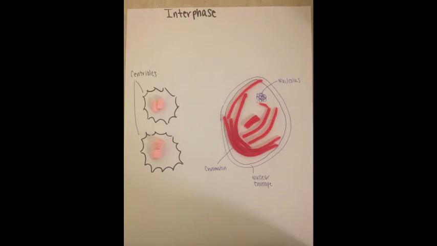In interphase, the nuclear envelope encloses the nucleus as a whole. 2 centrosomes have been created by the duplication of one centrosome, and the chromosomes have just been duplicated during the S phase of interphase.